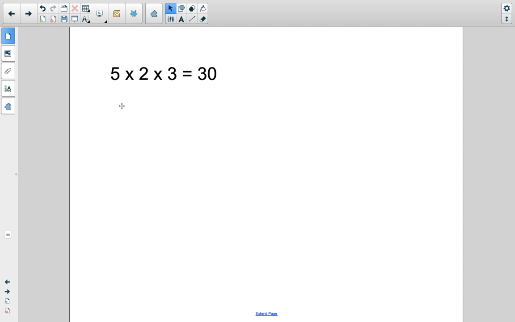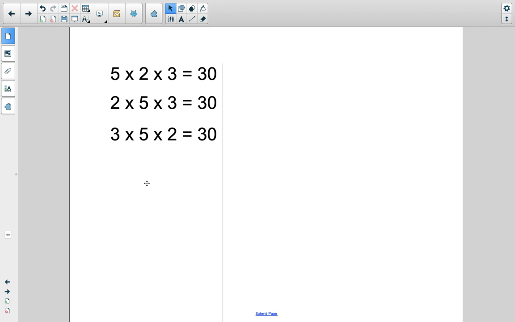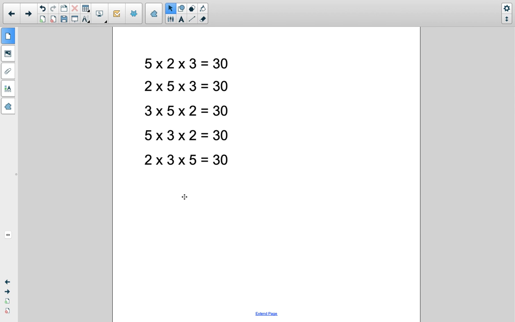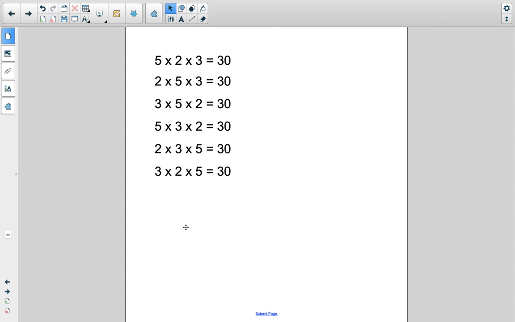Look at how many ways I can rewrite this just based on the commutative property. I've got 2 times 5 times 3, 3 times 5 times 2, 5 times 3 times 2, 2 times 3 times 5, and 3 times 2 times 5. So there are a lot of different ways just to write that same one.